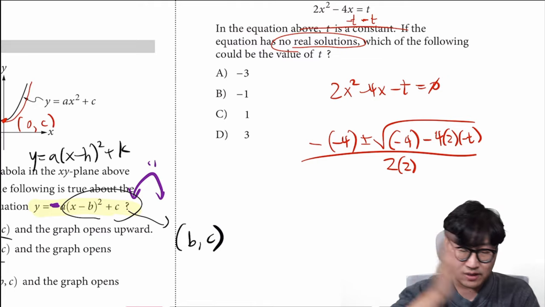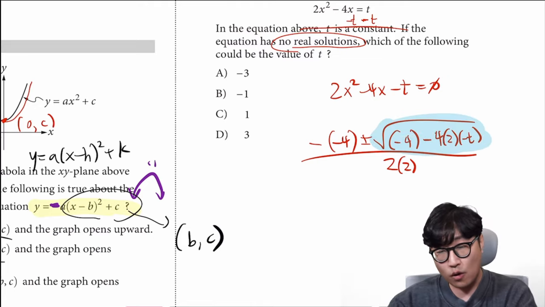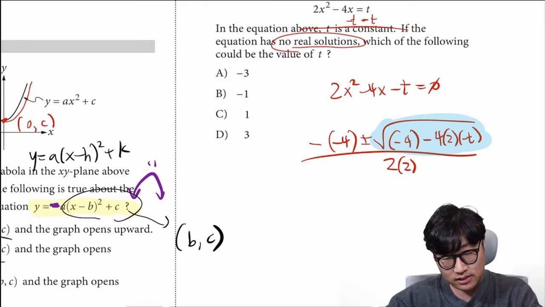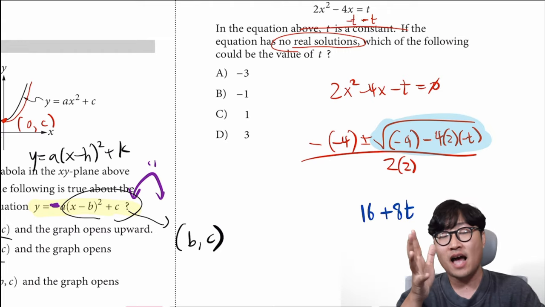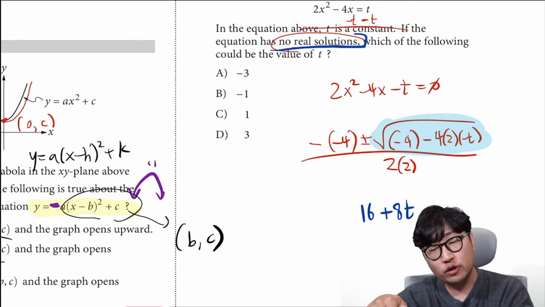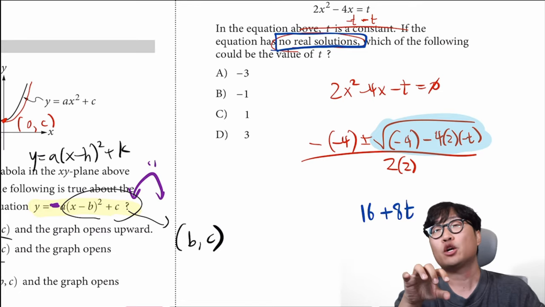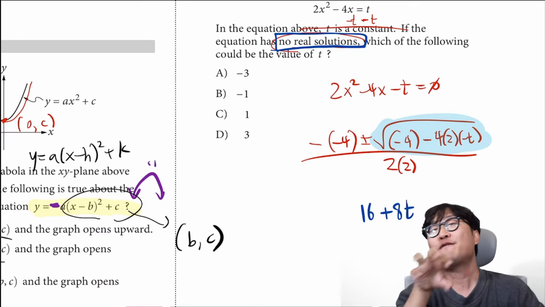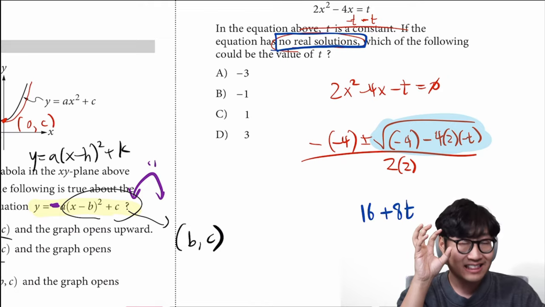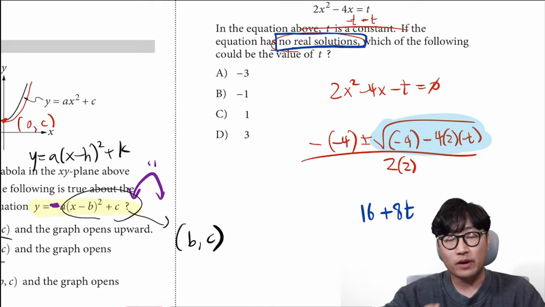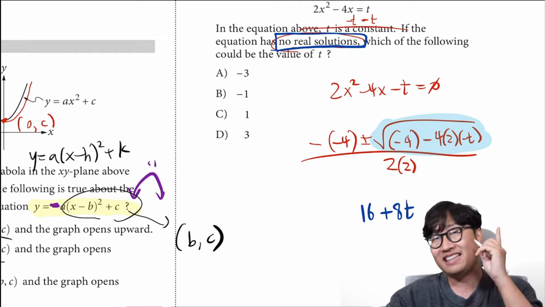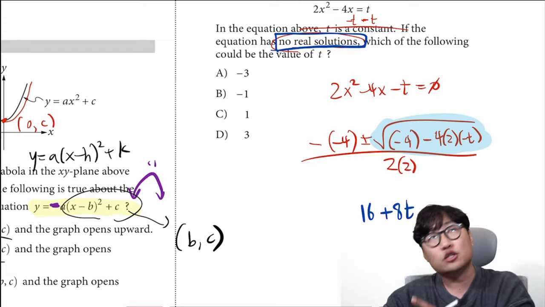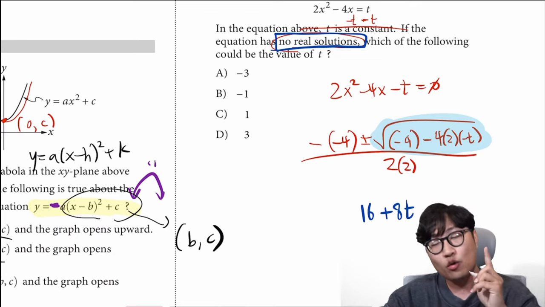You don't care about everything else but this one right here, where you would want what's inside the parentheses, which is going to be 16 plus 8t, to be a negative value, because you want no real solution, aka you want it to be imaginary. And imaginary, by definition, is something negative inside the square root, right? So we want the 16 plus 8t inside the square root to be negative. So you would have the square root of something negative, aka no real solution.